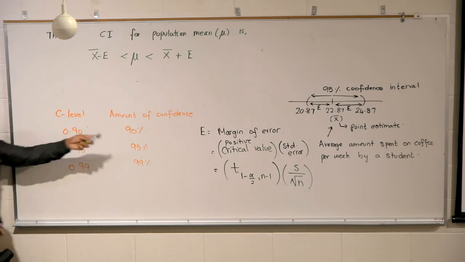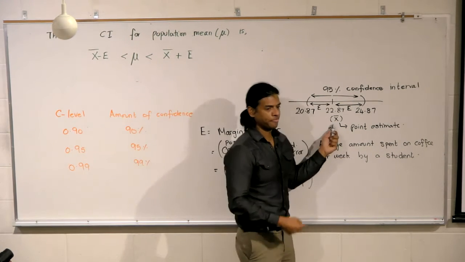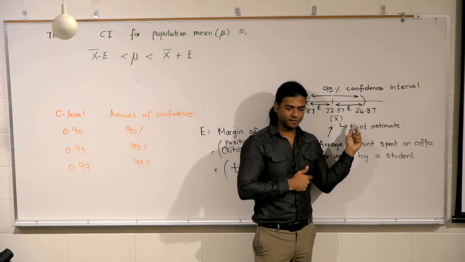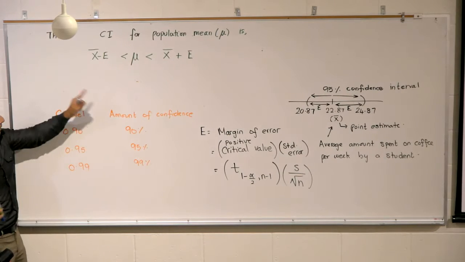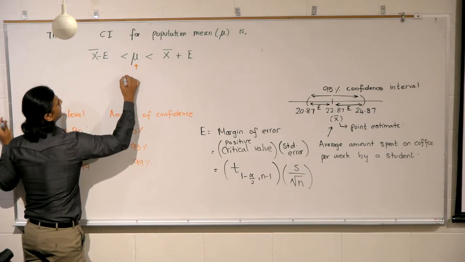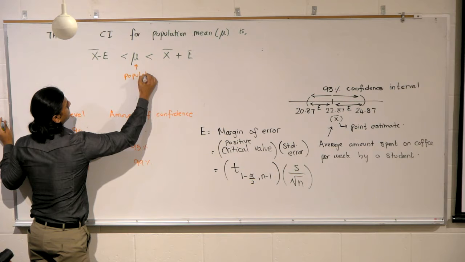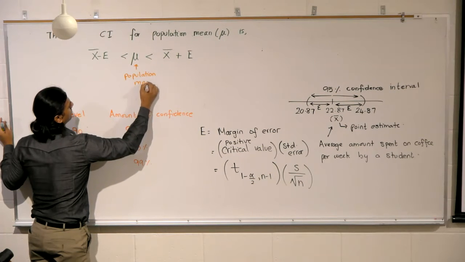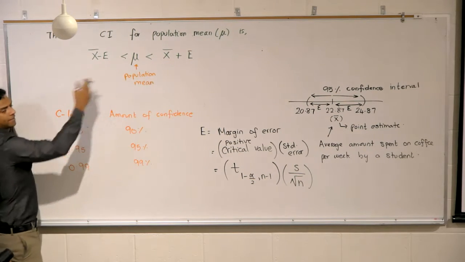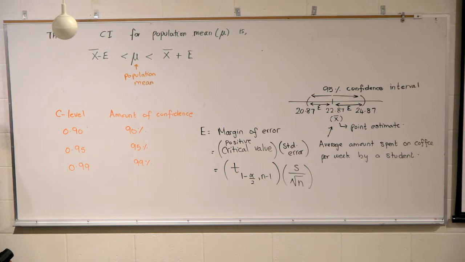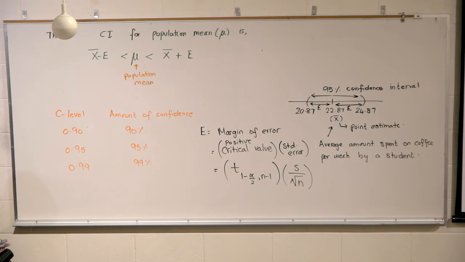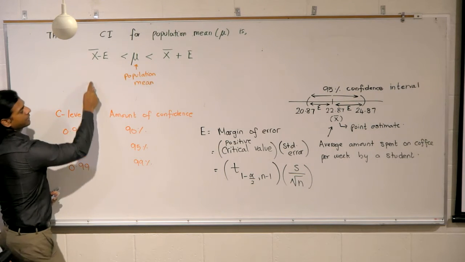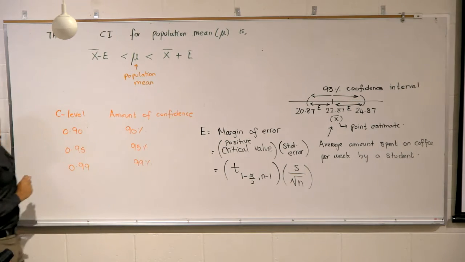Going to start in the middle, which is the point estimate. I'm going to add margin of error, subtract margin of error. I'm going to say that the population mean is likely to lie between those two lines. Does that make sense? In my example, I'm going to argue that the average amount spent on Coca-Cola by a student is between 20.87 and 24.87.